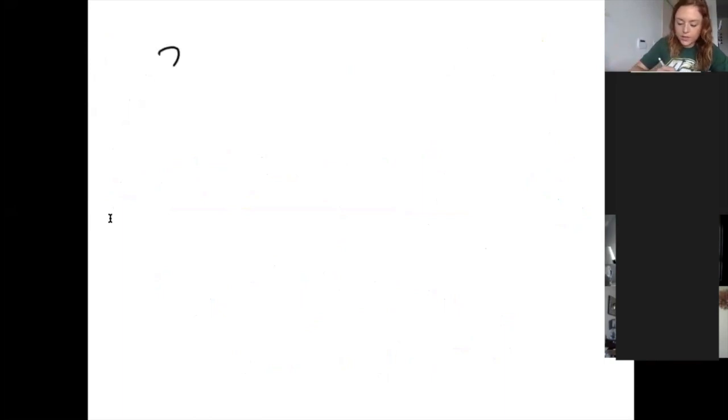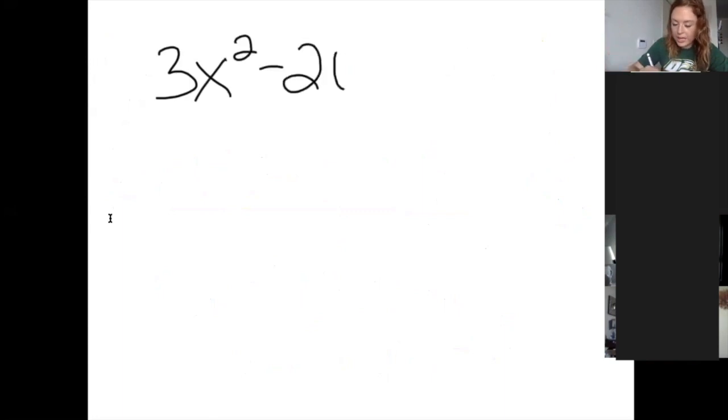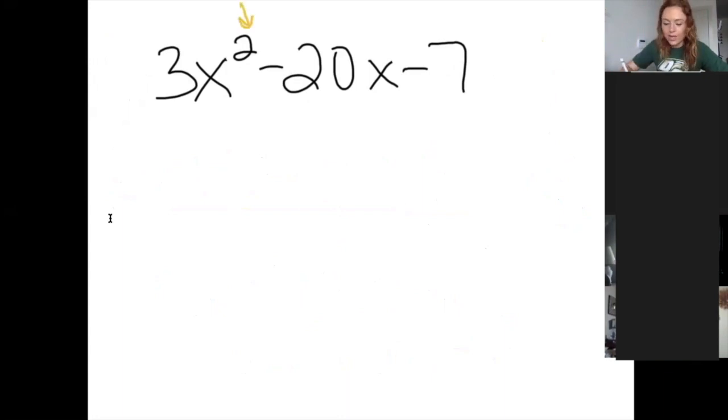So we have 3x squared minus 20x minus 7. So this is a quadratic function, because its highest exponent is 2, and it's a trinomial. That means there's 3 terms, trinomial. So that means I can use the X method.